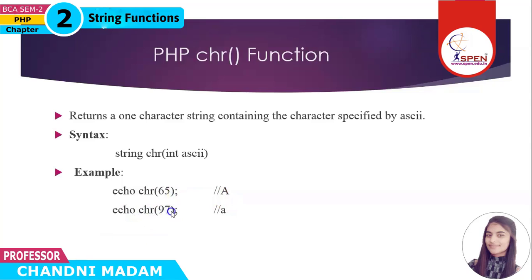Here is the second example, we will pass 97. So 97 is the ASCII value of small a. After this function is executed, it gives a small a.